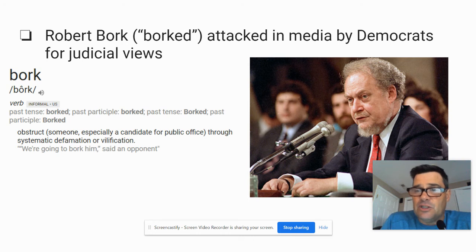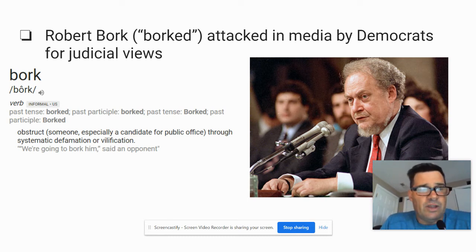He was a conservative, and of course Reagan was, but the Senate was controlled by Democrats, and they attacked him pretty forcefully, and a lot of people felt unfairly. In fact, the definition of Bork in the dictionary means to obstruct someone, especially a candidate for public office, through systematic defamation and vilification. Defaming someone means kind of exaggerating and lying about them in public. Vilification means to make them into a villain, to make them into someone that they're maybe not. And so defamation and vilification, pretty hardcore.